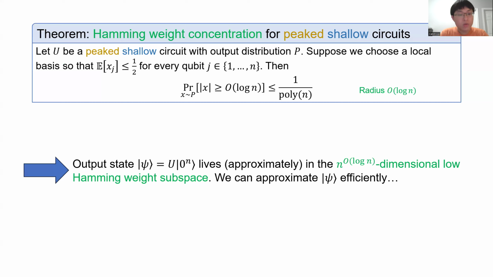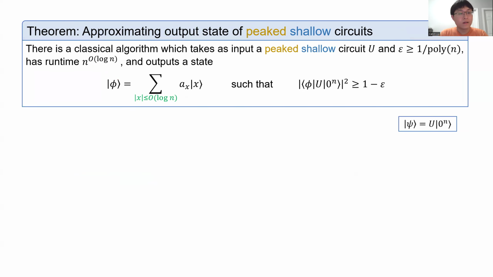Okay, log n Hamming weight concentration means that the output state psi mostly lives in the n to the log n dimensional low Hamming weight subspace. It's n to the log n dimensional because the total number of strings of Hamming weight at most log n is at most n to the log n. Next, we show that the output state of a peaked shallow circuit is well approximated by a state phi supported on the low Hamming weight subspace. The overlap between phi and psi is at least 1 minus epsilon.